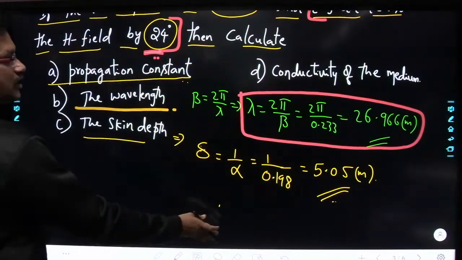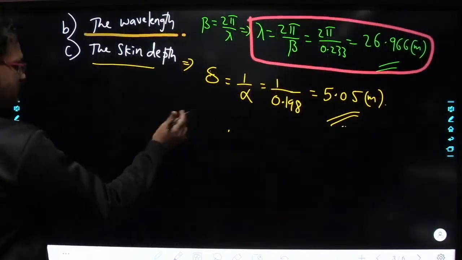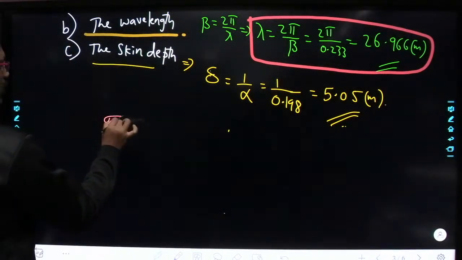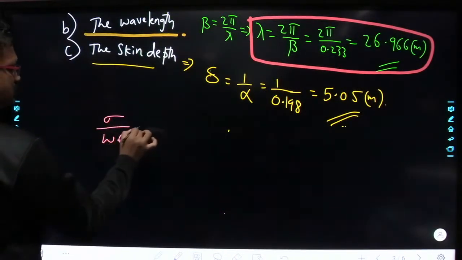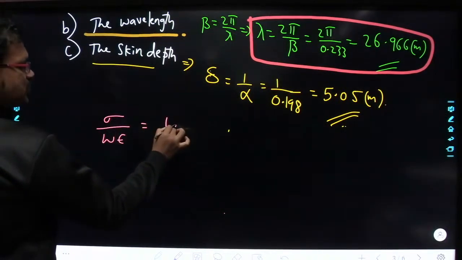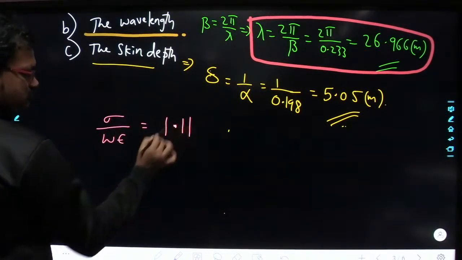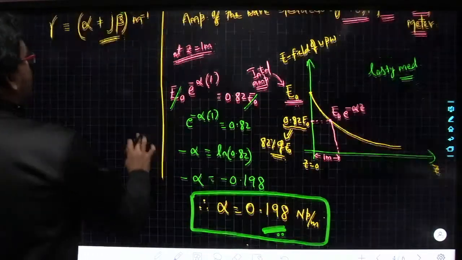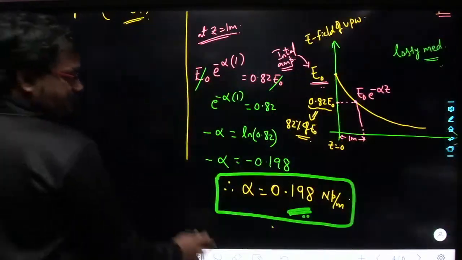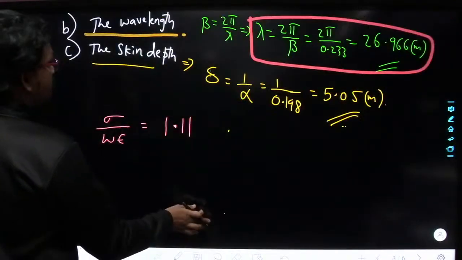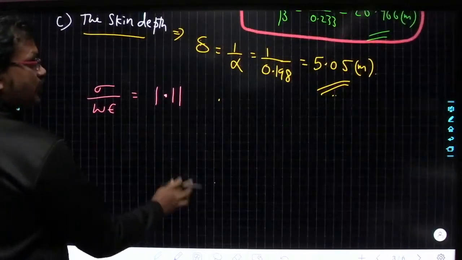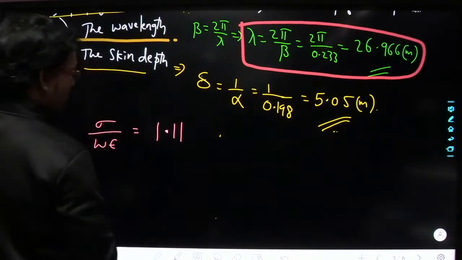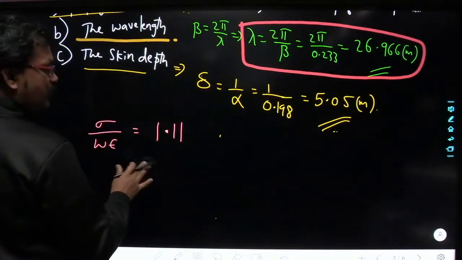And they are asking the conductivity of the medium. So you can easily determine the conductivity of the medium here. We have already determined sigma by omega epsilon ratio, and we got it as 1.11. Let us check. Okay, I think we got 1.11 here. So 1.11 is the sigma by omega epsilon ratio.